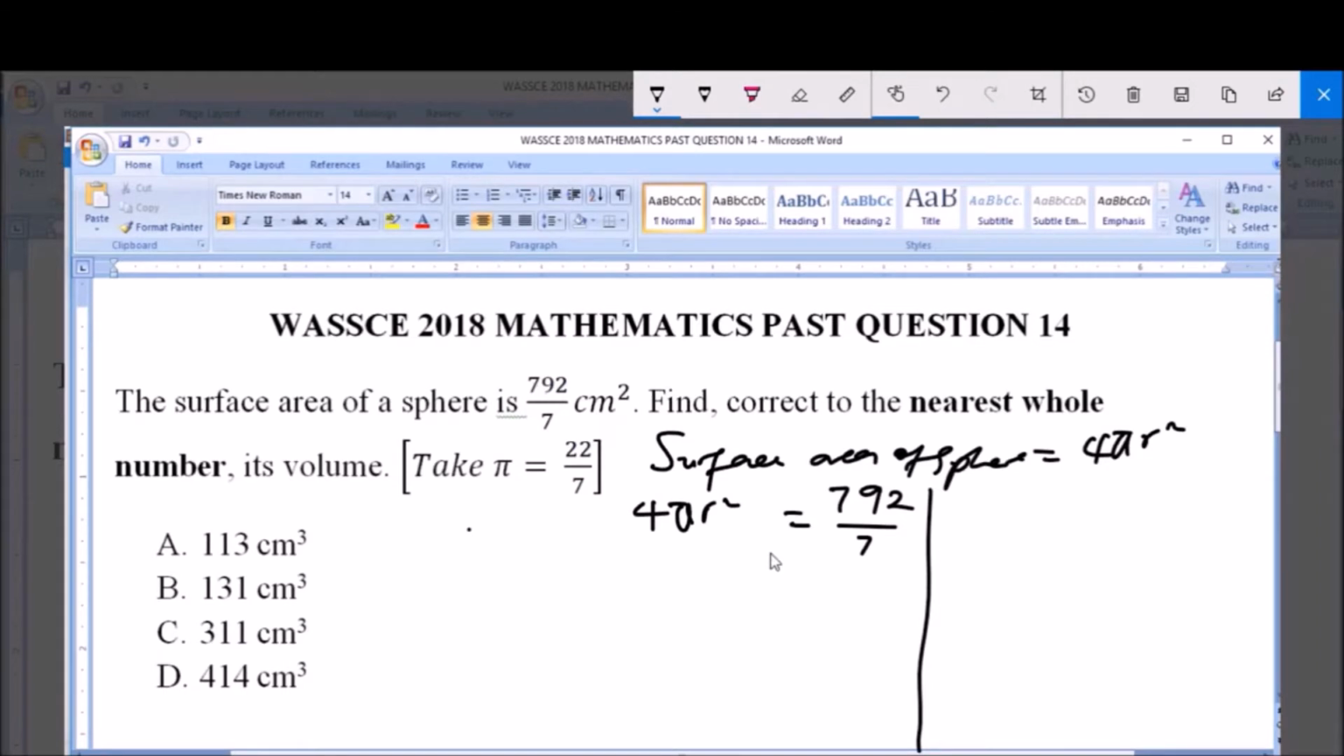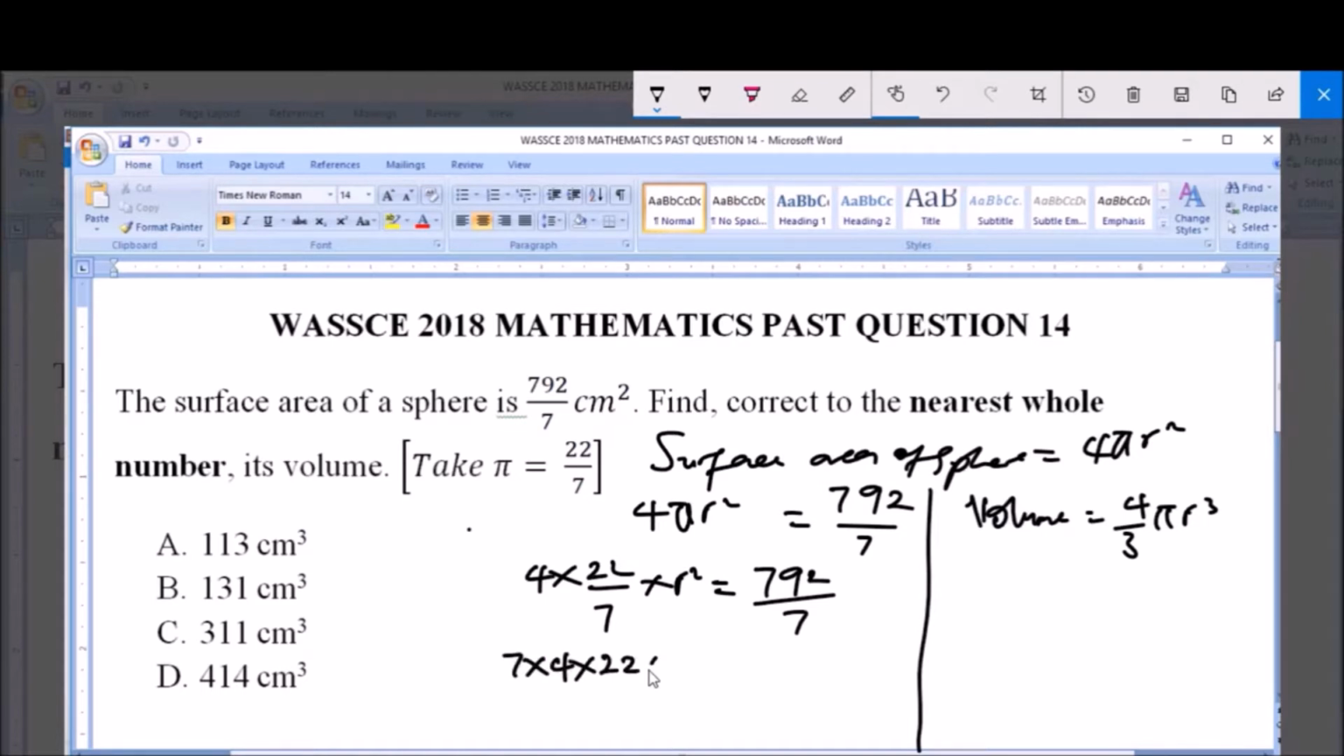Now for us to find the volume of this sphere, we must find this radius, because volume of a sphere is given as 4 all over 3 pi r cube. So this radius is very important. Now we can get the radius from this place. We say 4 multiplied by, since our pi is 22 all over 7, multiplied by r square is equals to 792 all over 7. Now when we cross multiply, we'll have 7 multiplied by 4 multiplied by 22 multiplied by r square is equals to 792 multiplied by 7.